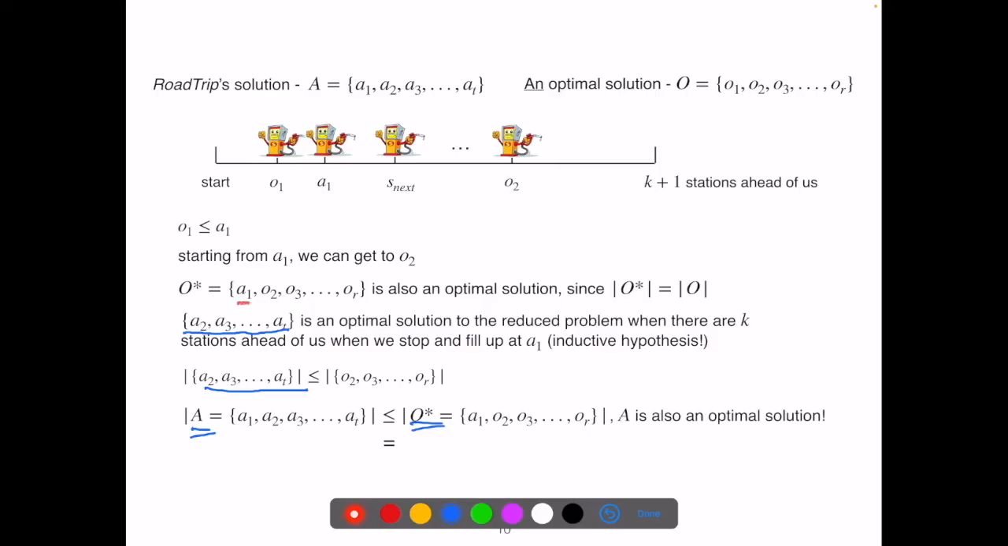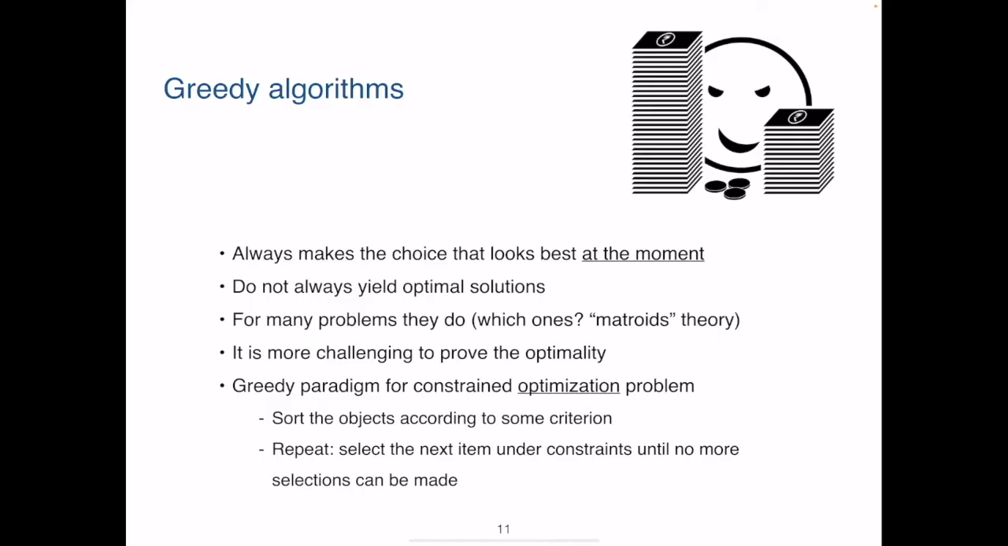This completes the proof that our greedy algorithm finds an optimal solution to the road trip problem. The fundamental principle of greedy algorithm is to take the best thing first at the moment. Greedy algorithms are often used to solve optimization problems following these steps. First, we sort the objects according to some criterion. Second, we repeatedly select the next item under constraints until no more selection can be made. As you can probably tell, such a simple idea may not work all the time. We'll see more on that later.